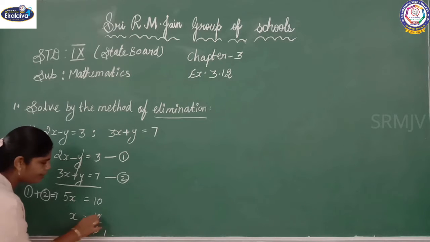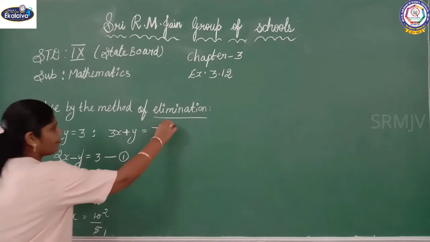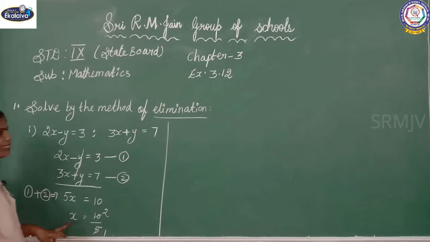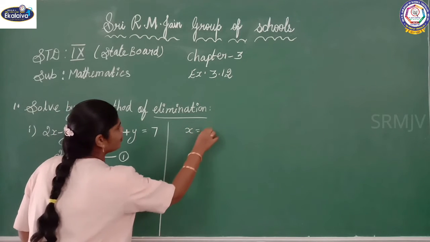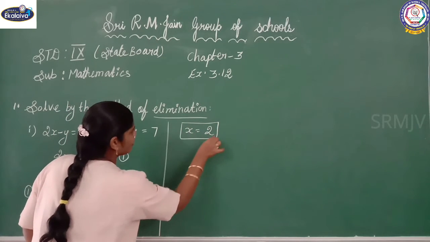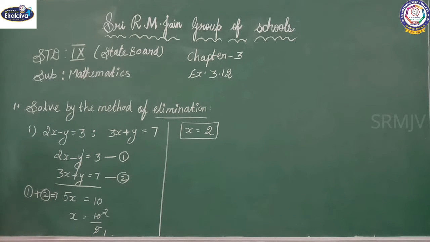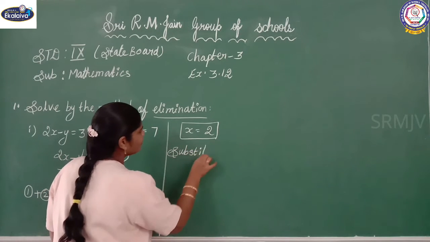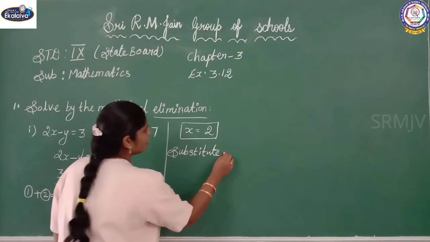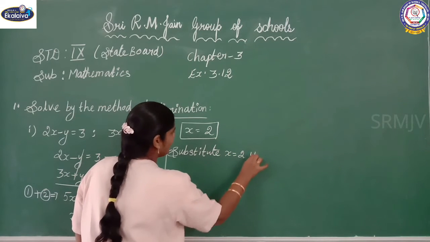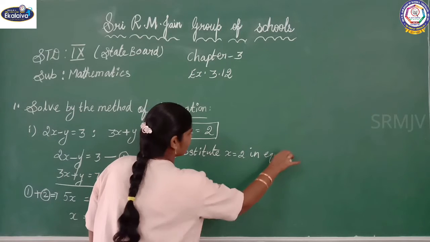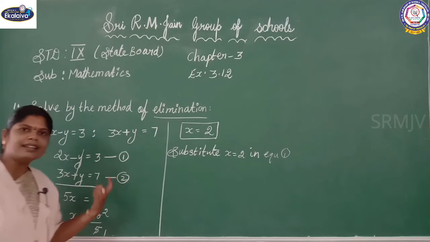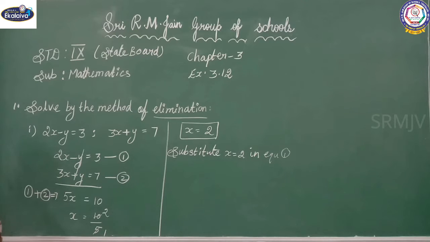5 ones are 5, 5 twos are 10. So what is the x value, children? x equal to 2. Next we need to find out the y value. So substitute x equal to 2 in equation 1. You can substitute in either equation 1 or equation 2. Children, here I am substituting in equation 1.